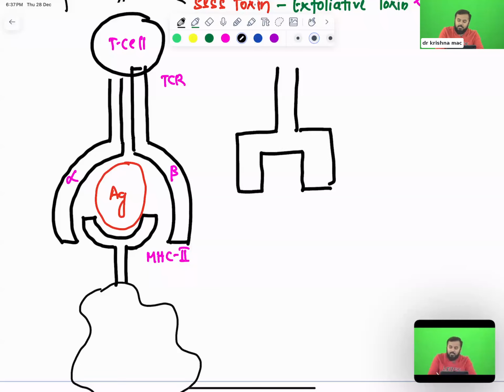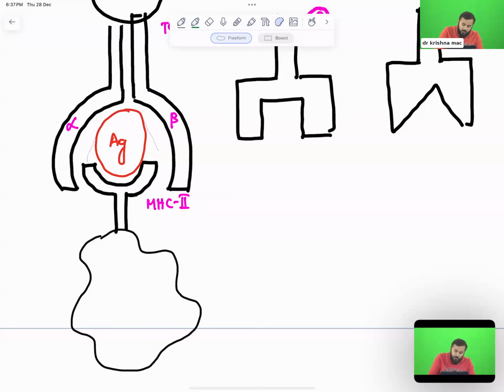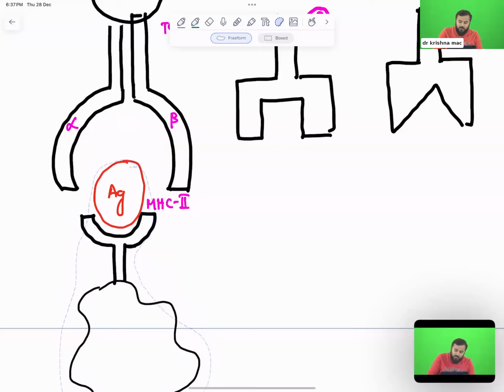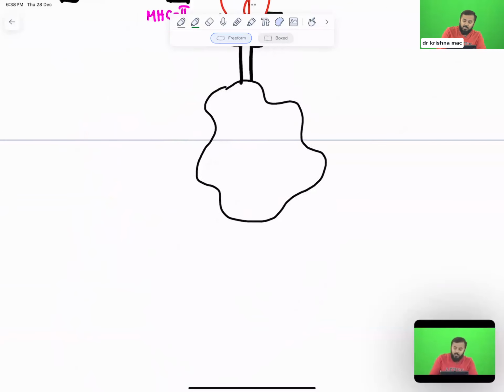Let us say this is T cell receptor number 2 and this one is T cell receptor number 1. Now I am talking about another different type of T cell receptor. Let us say that this is T cell receptor number 3. Now you tell me the answer: this particular MHC class 2 molecule is searching for a perfect T cell. Which T cell will it go and fix into?